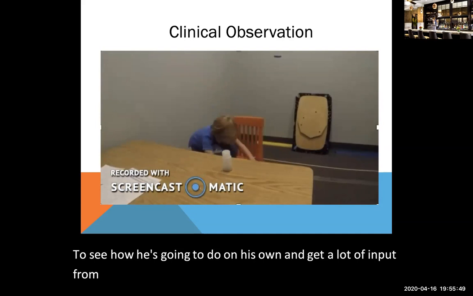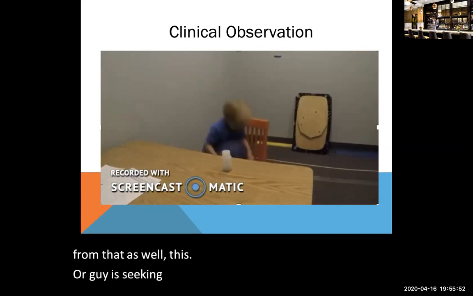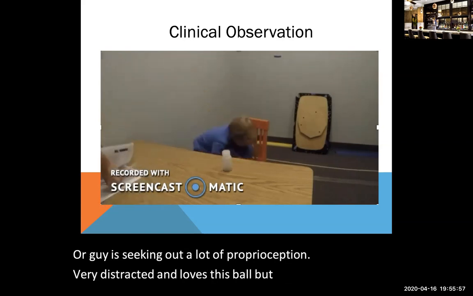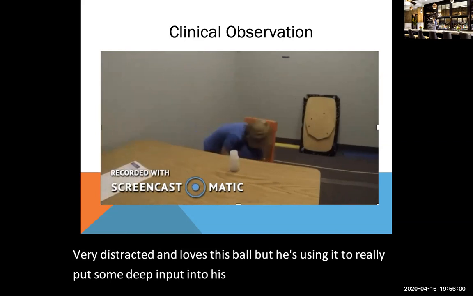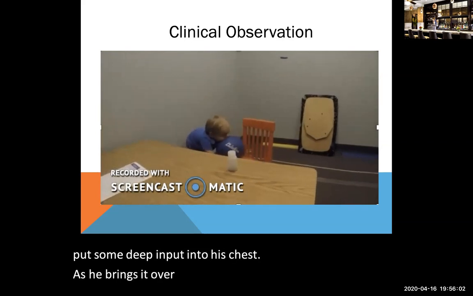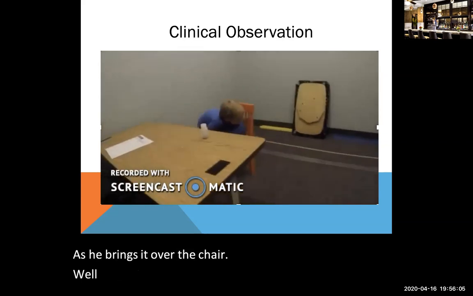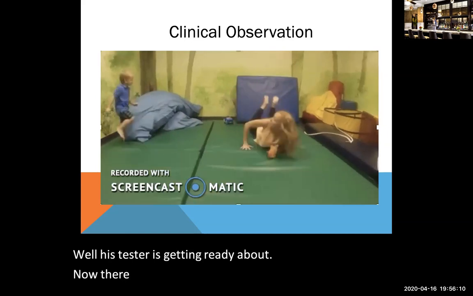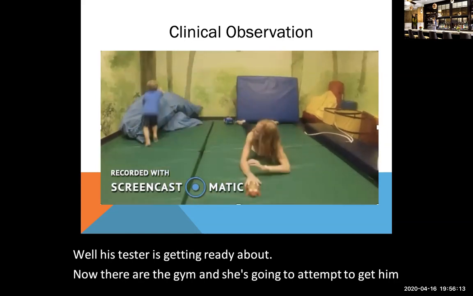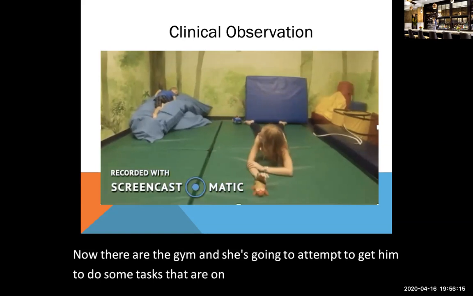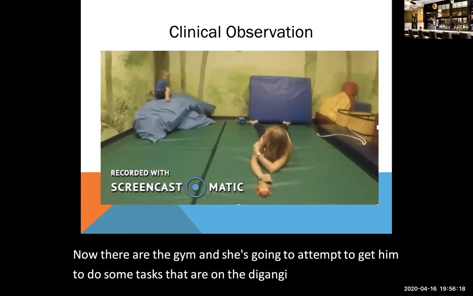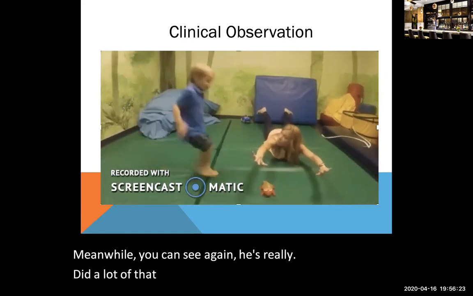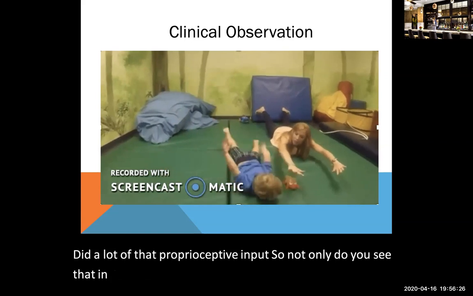This little guy is seeking out a lot of proprioception. He's very distracted and loves this ball, but he's using it to really put some deep input into his chest as he rolls it over the chair while his tester is getting ready for their eval. Now they're in the gym, and she's going to attempt to get him to do some tasks on the assessment. And meanwhile, you can see again, he really needs a lot of that proprioceptive input.